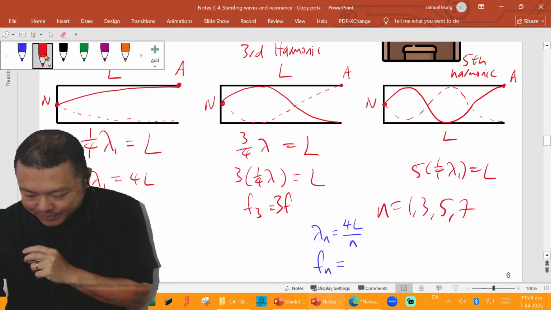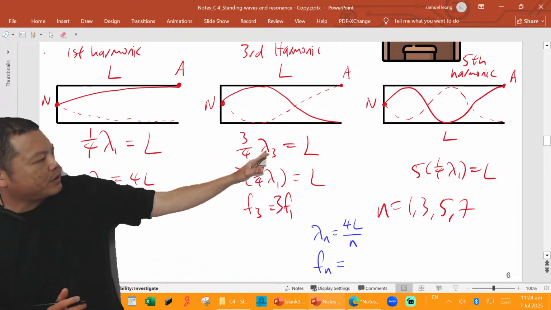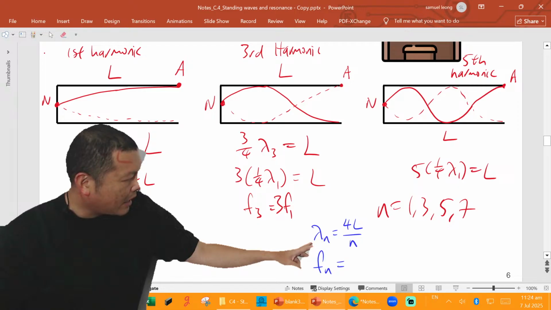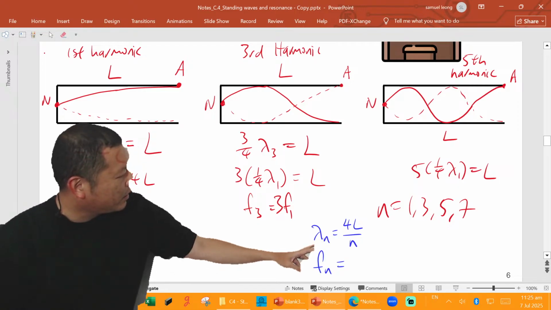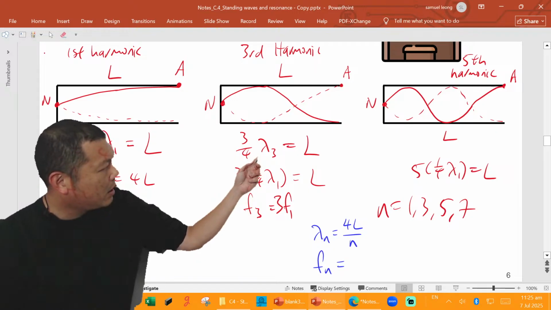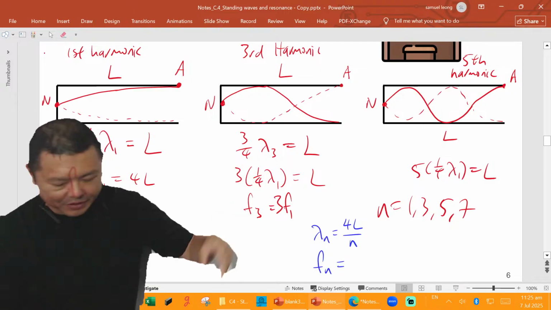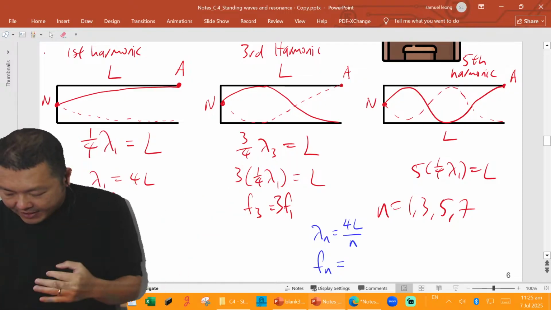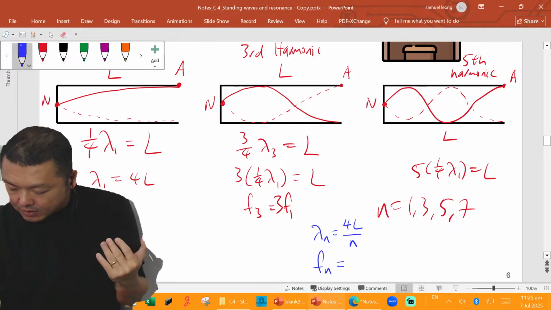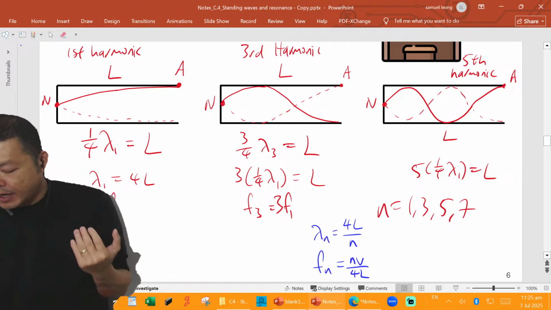Sorry, one more time. This one is lambda 3, this is 4 times. What's the question? N over 4L. No, so I bring the 4 up, I bring the 3 down. Right. Then the Fn is, from the last lesson, NV over 4L.